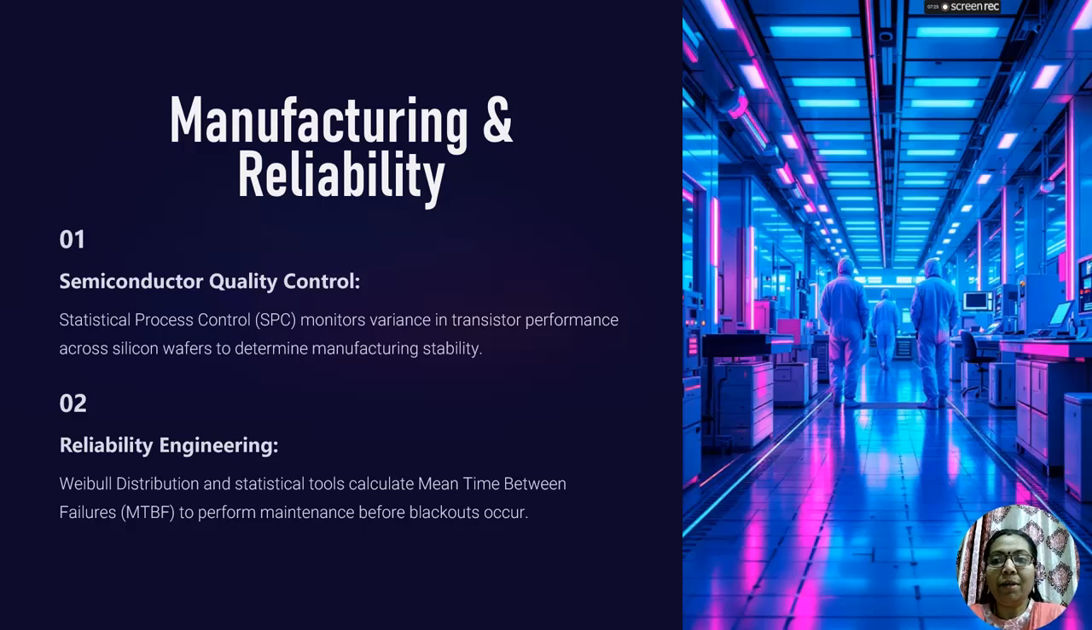And the next concept, we can see how it is applied in manufacturing as well as in reliability. First we can see semiconductor quality control. One of the concepts here is statistical process control, in short SPC. This monitors variance in transistor performance across the silicon wafers to determine the manufacturing stability.